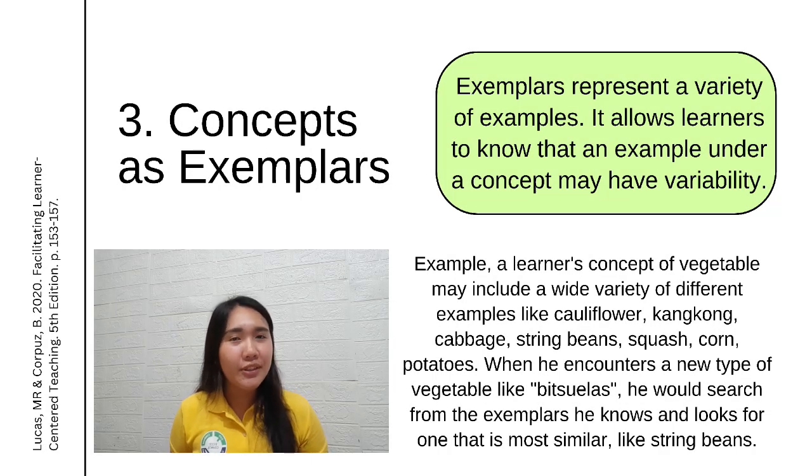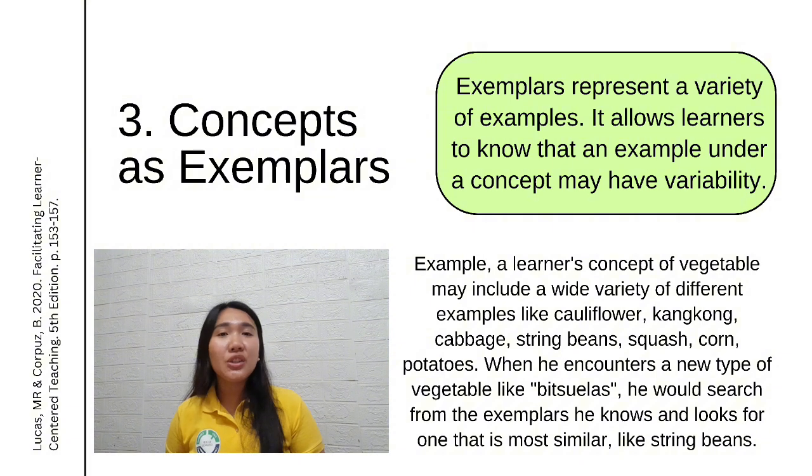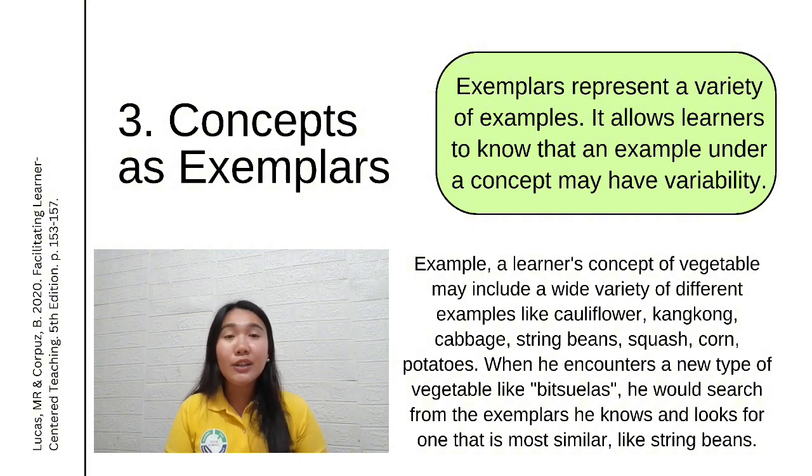Concepts as exemplars. Exemplars represent a variety of examples. It allows learners to know what an example under a concept may have variability. So for example, a learner's concept of vegetable may include a variety of different examples like cauliflower, kangkong, cabbage, string beans, squash, corn, potatoes. When he encounters a new type of vegetable like bitsuelas, he would search from the exemplars he knows and look for one that is most similar, so like string beans.